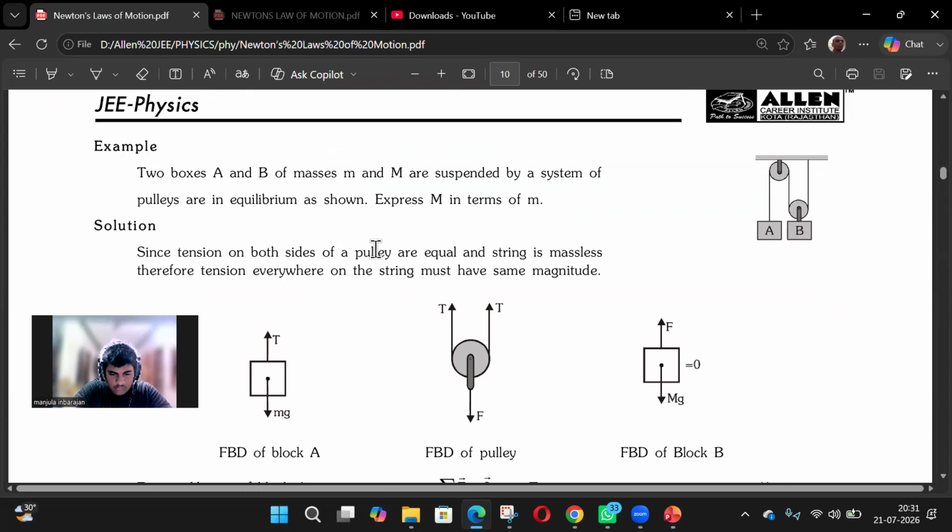Two boxes A and B of masses M and capital M are suspended, things in equilibrium, also at rest. Net force is 0. You can think of some simple cases. Suppose A is very heavy, 100 kg, and B is say 1 kg. Then what will happen? A will come down, right?